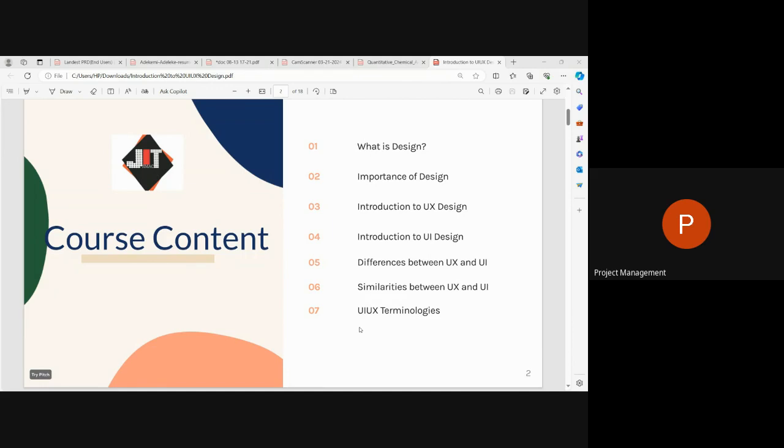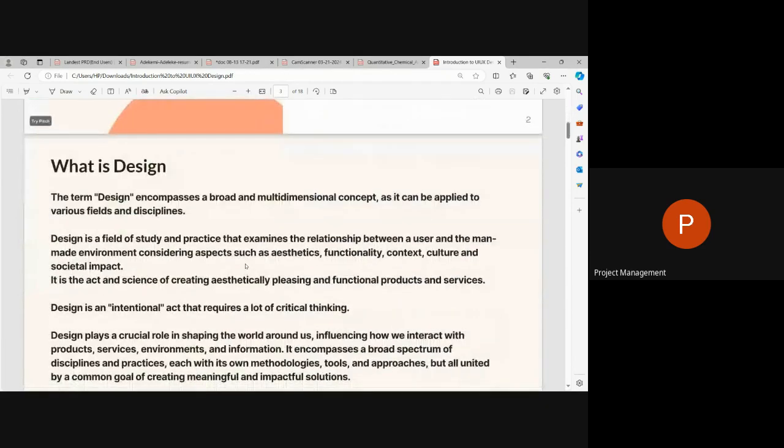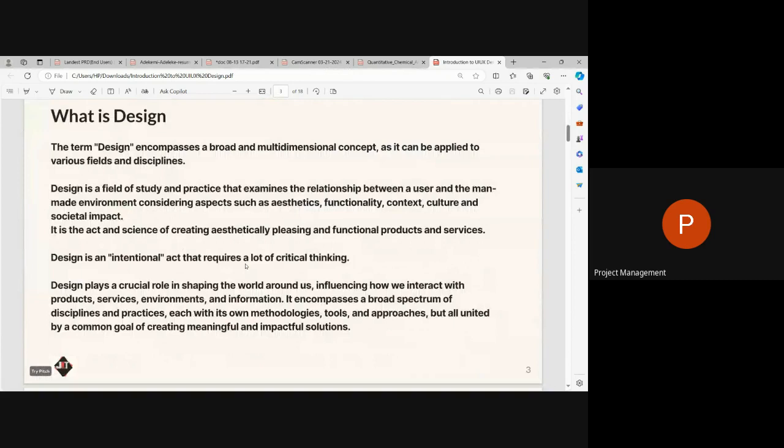Does anyone else want to try? Okay, so let's just get right into it. Design generally is a broad concept. It is applicable to many things, to various disciplines and various fields.